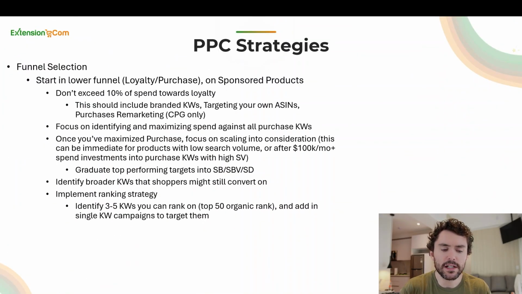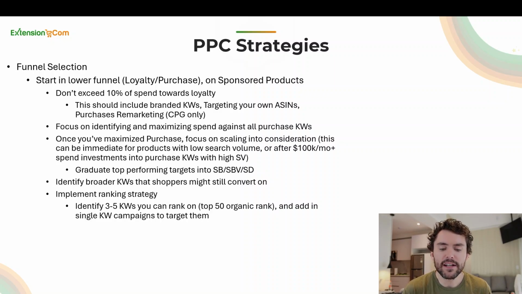So general PPC strategy here, we're going to talk about funnel selection. So start in the lower funnel. So again, start in loyalty and purchase. Don't overspend in loyalty, 10-ish%. That should include branded keywords, targeting your own ASINs, purchases through marketing if you're a CPG brand. And then you should really focus on the purchase portion of the funnel before consideration and start on sponsored products.